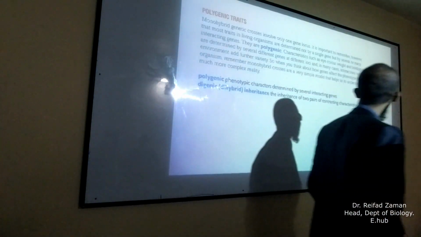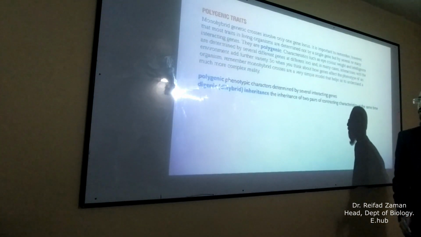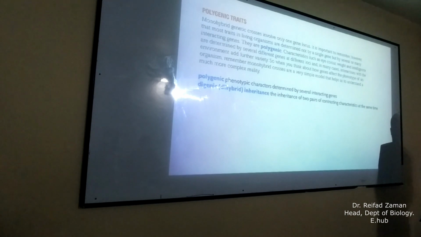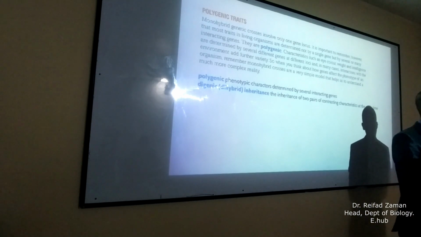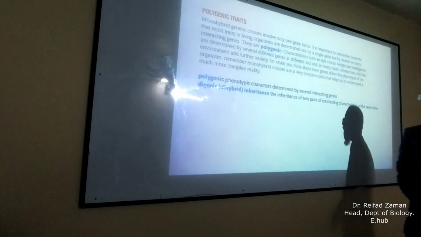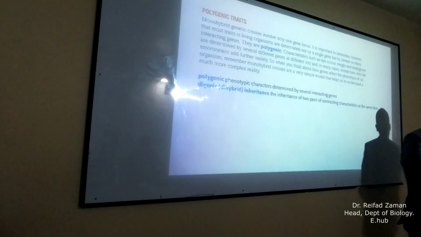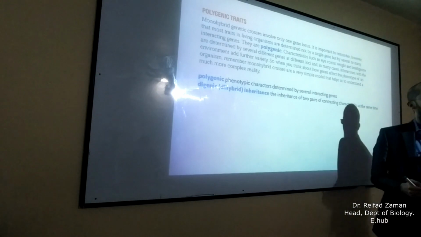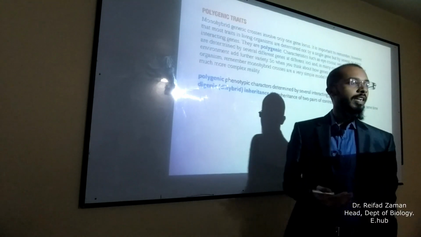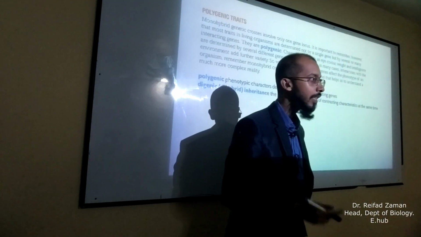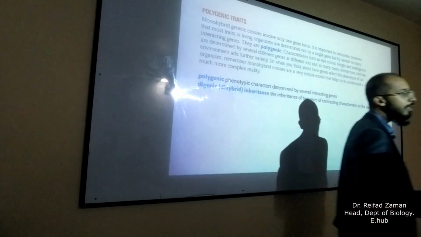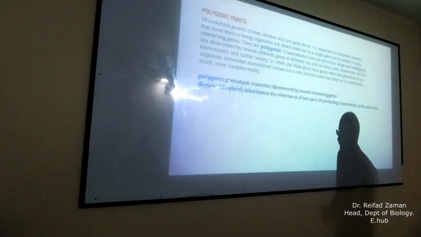Polygenic inheritance. So far, the inheritance we have been studying in O levels was all monogenic inheritance, a trait controlled by one gene. However, it is not necessary that a trait will always be regulated by one set of genes. In fact, most of the traits or characters that we have in humans are regulated by polygenic inheritance.